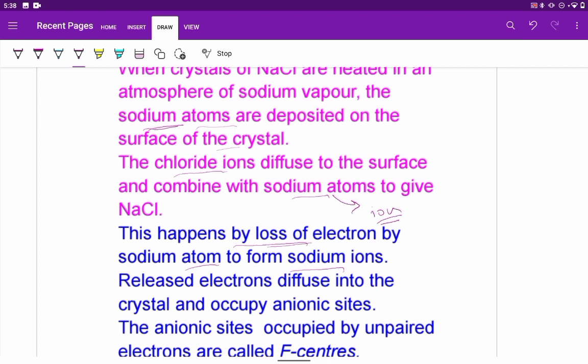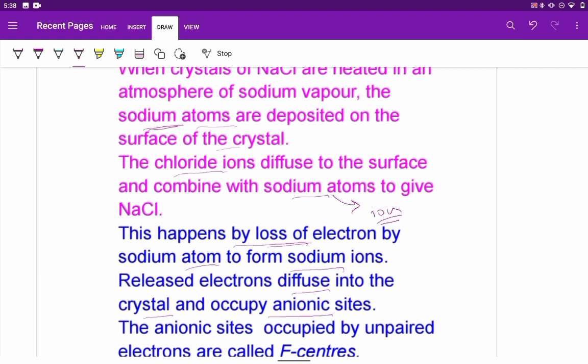Now what has happened? It has lost the electron. These released electrons will diffuse into the crystal. These electrons which are released will diffuse inside the crystal and occupy anionic sites, where earlier there was an anion, where earlier there was a chloride ion. Chloride has left its place and diffused to the surface.